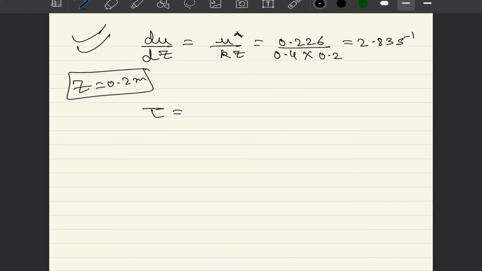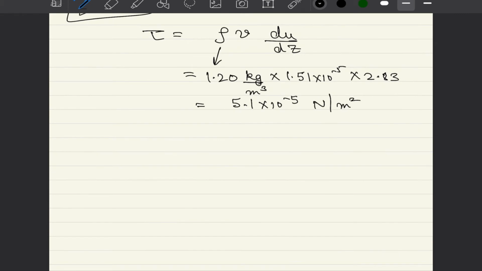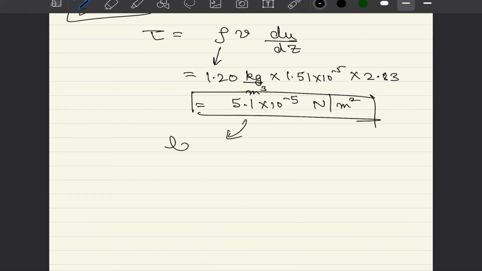Now, to calculate the momentum flux, we can write tau as rho mu du by dz, and the density of air is in the range of 1.2 kilogram per meter cube. The kinematic viscosity coefficient is given by 1.51 into 10 to the power minus 5, and du by dz is calculated as 2.83, which upon simplification yields the value of 5.1 into 10 to the power minus 5 Newton per meter square. And this is the momentum flux associated with the laminar flow.